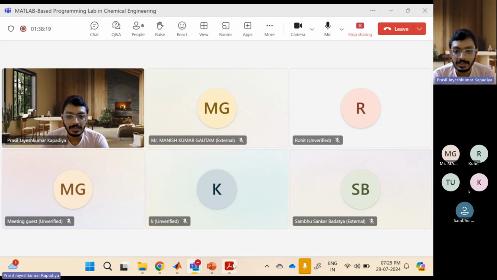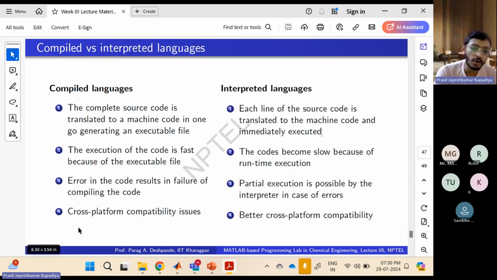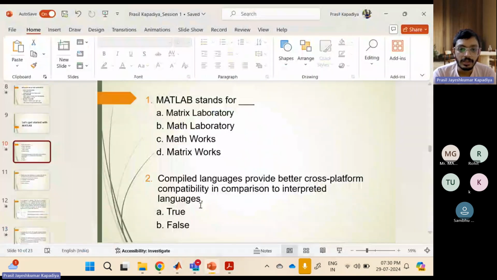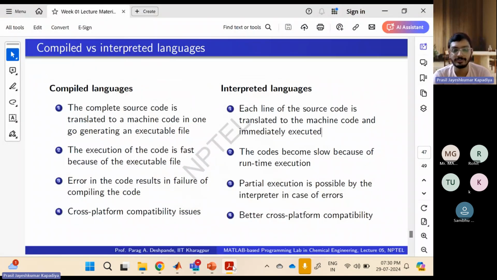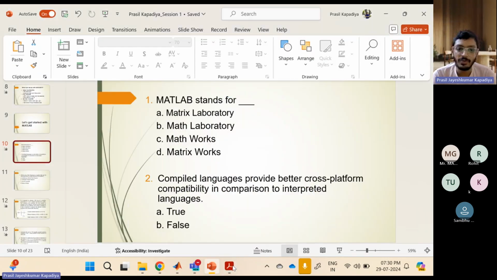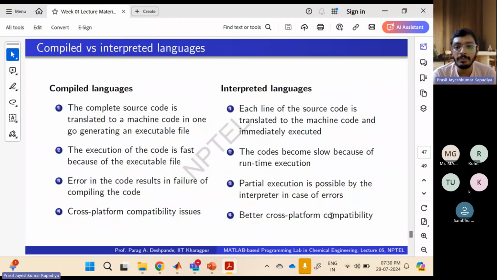So here we have seen that for compiled languages, there can be cross-platform compatibility issues, but for interpreted languages, it is better. So our question was, compiled languages provide better cross-platform compatibility in comparison to interpreted languages. Is this true or false from the theory that we checked? It's here only. First read this. So no, it's false. Interpreted languages provide better cross-platform compatibility, not compiled languages.